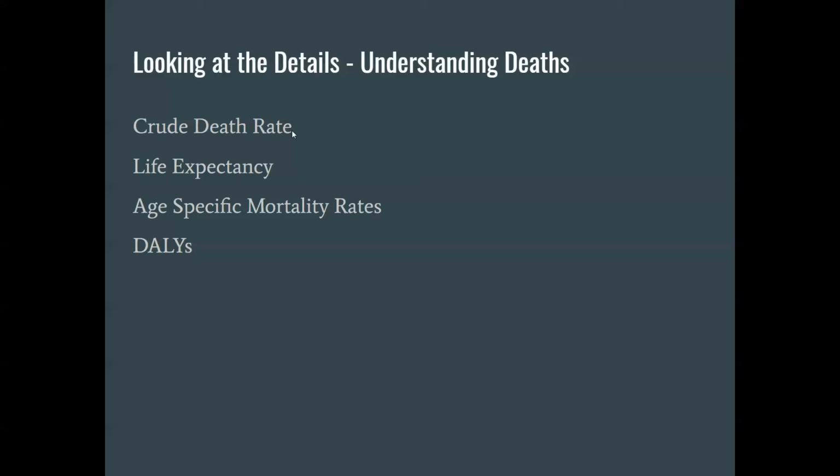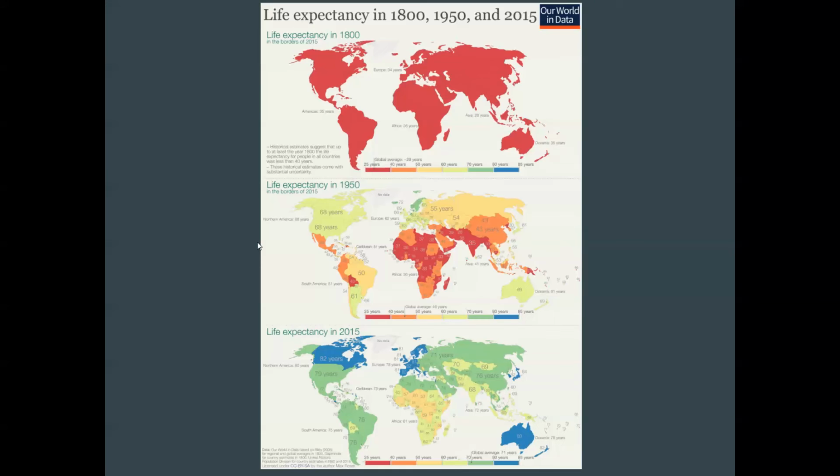We're going to talk about crude death rates, life expectancy, age-specific mortality rates, and then a special measure of quality of life called a DALY. So first of all, life expectancy is one way of understanding that crude death rate. Life expectancy simply is how many years is someone going to live before that death occurs.